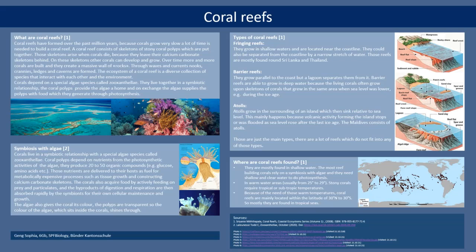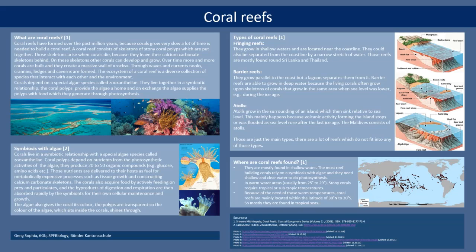Barrier reefs grow parallel to the coast, but a lagoon separates them from it. Barrier reefs are able to grow in deep water because the living corals often grow upon skeletons of corals that grew in the same area when sea level was lower, for example during the Ice Age.